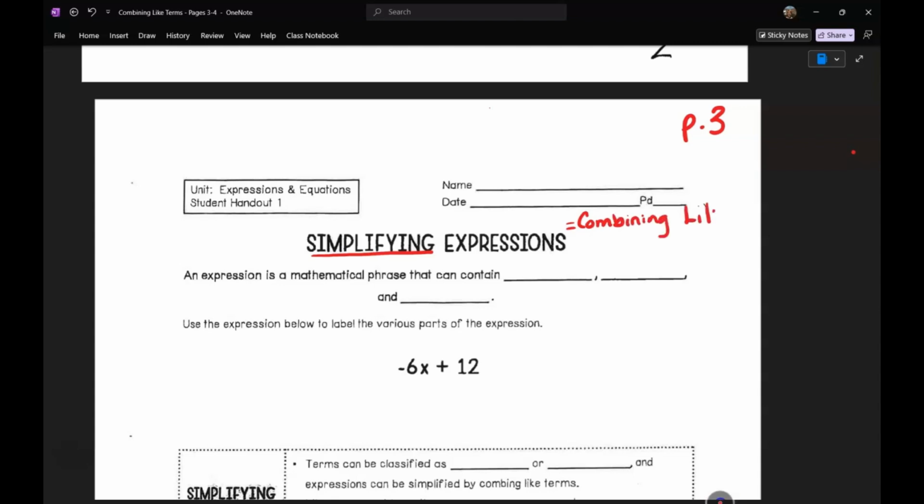Like terms. We know combine means to put together. Like are things that are similar, and terms are part of a math problem. Our first definition: an expression is a mathematical phrase that can contain variables, constants, and operations.